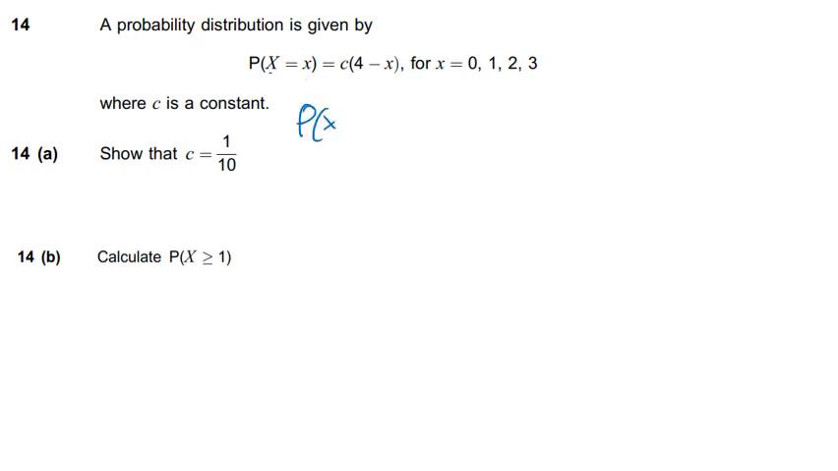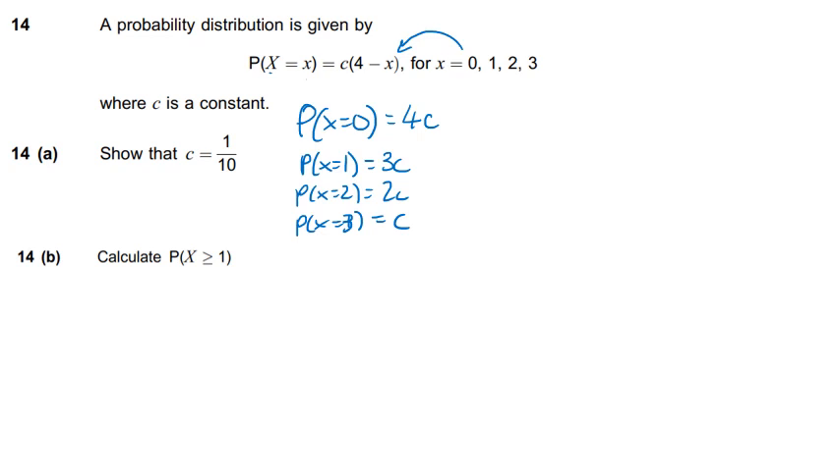So the probability that x is 0 is when I substitute x equals 0 into that function on the right hand side. That's just going to give me 4c. The probability x is 1 in a similar way, c times 4 minus 1, so that's 3c, then 2c, then just c. And we also know that the sum of the probabilities must add up to 1. So 4c plus 3c plus 2c plus c is 100%. If you add those all together, you get 10c, so c is 1/10.